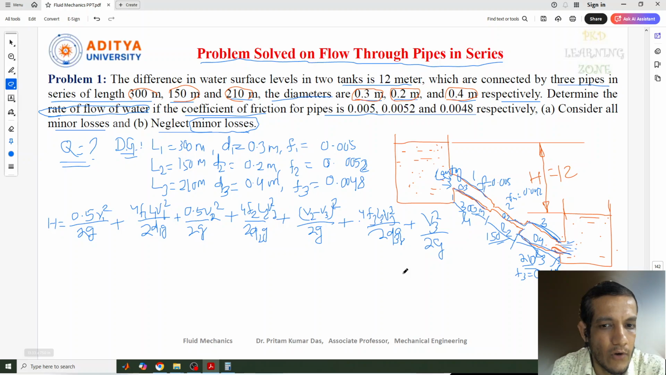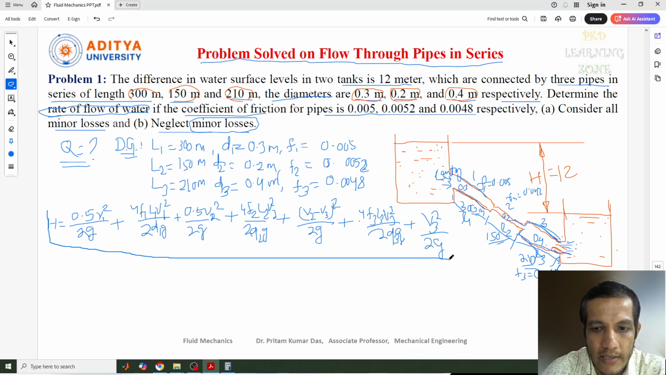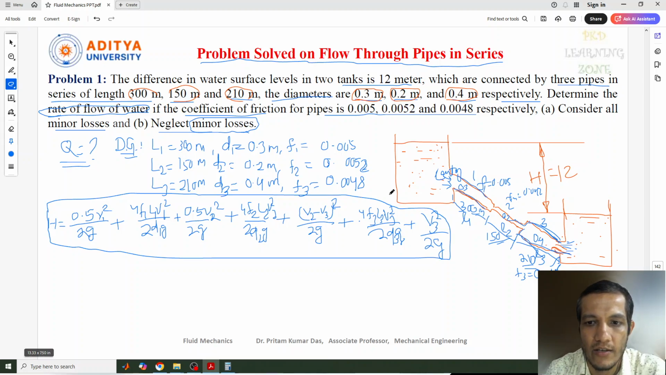So this is the formula we have derived in the last video lecture, when multiple pipes are connected in series connection. Okay, like this kind of condition will be there. Now here, if you see, everywhere some velocities are there: V1, V2, V2, V3, three velocities, but the velocity values are not given.